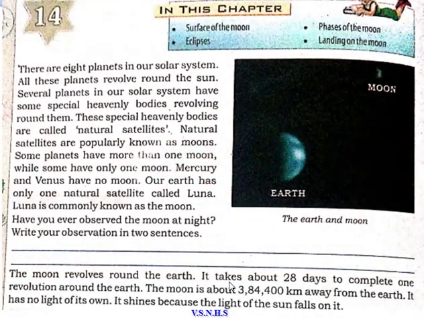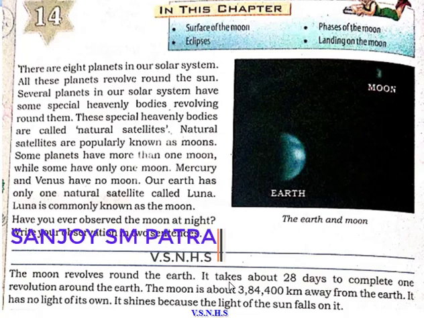Today we are going to discuss our chapter number 14, that is the Moon. We all know about the moon. In this chapter we are going to learn about some specific things about the moon, like the surface of the moon, phases of the moon, the eclipses, that is solar eclipse and lunar eclipse, and about the landing on the moon for the very first time.